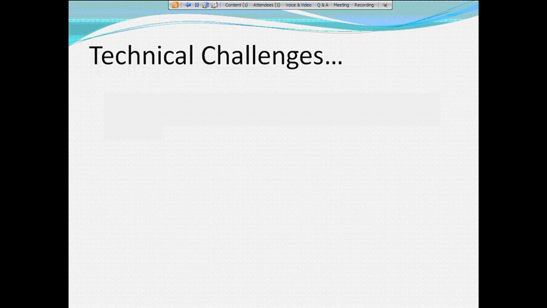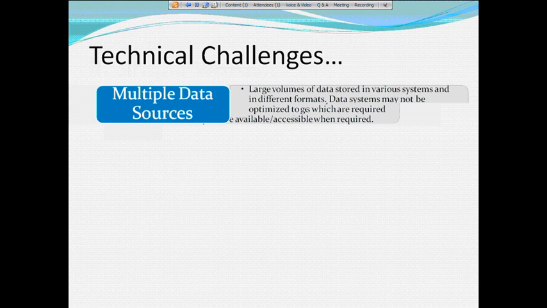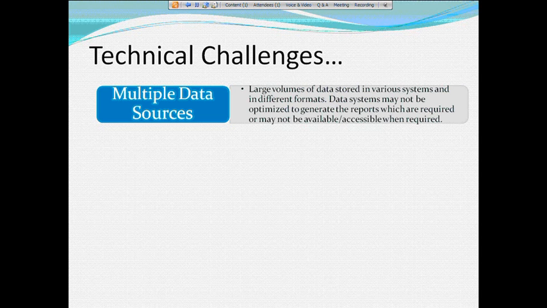Now, what type of technical challenges come on the way while we go out and start thinking about implementing a business intelligence solution? The first and the biggest challenge is multiple data stores. Different departments or business units in any organization are using different applications and vendor products to perform their day-to-day operations. Those applications have their own backend databases, and those databases are not related to each other by any means. They may, or let me put it this way, they may or may not be related.